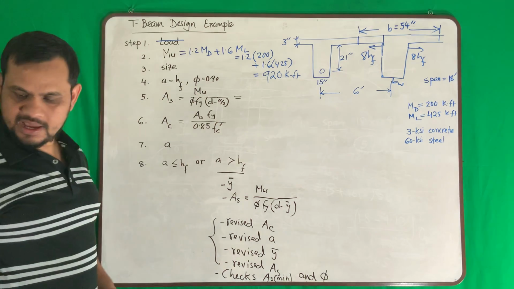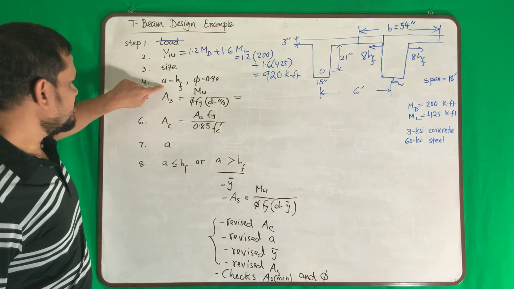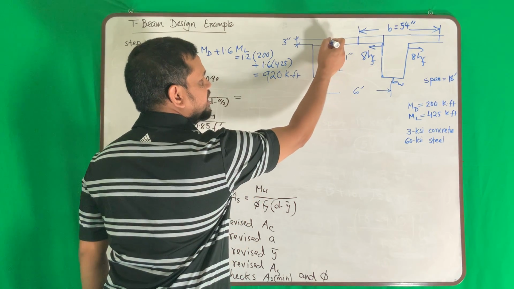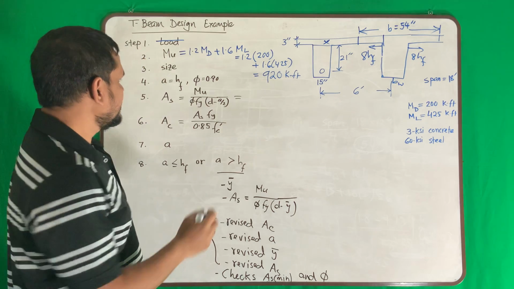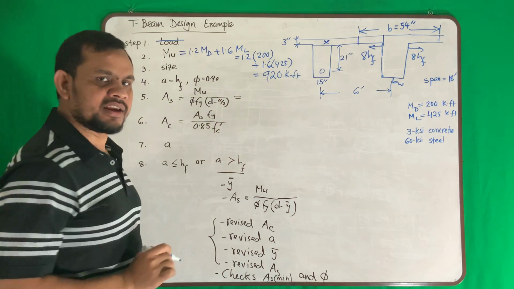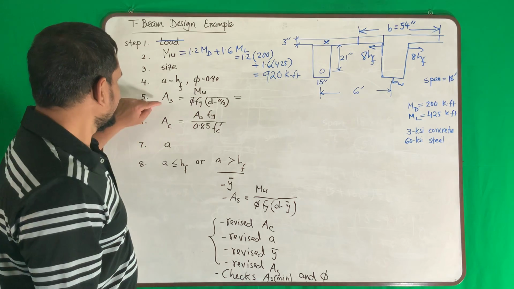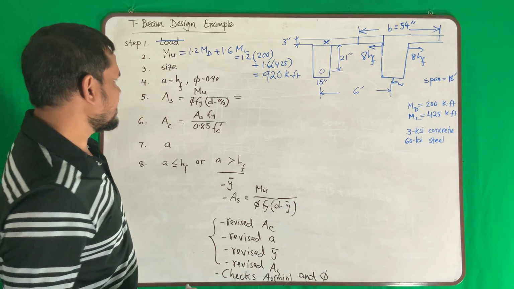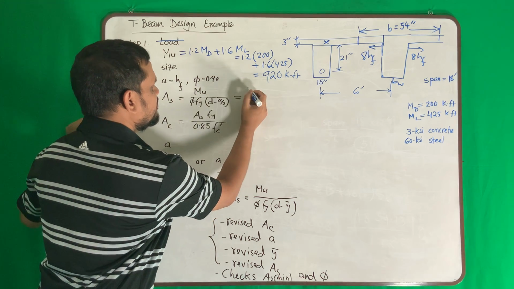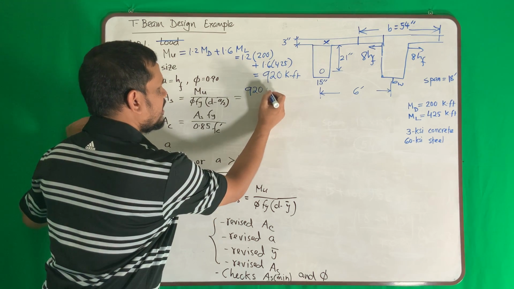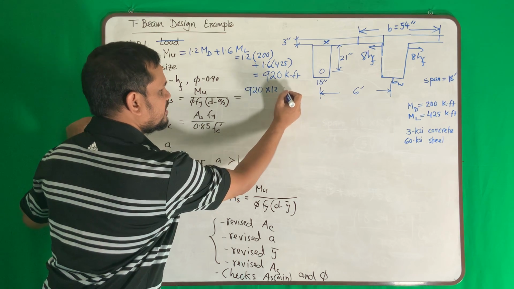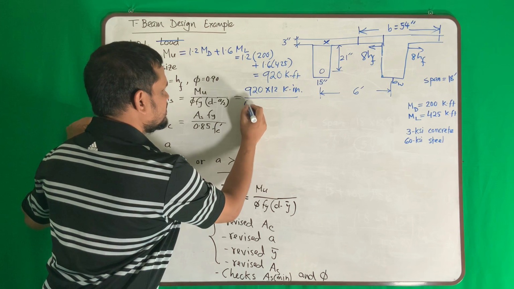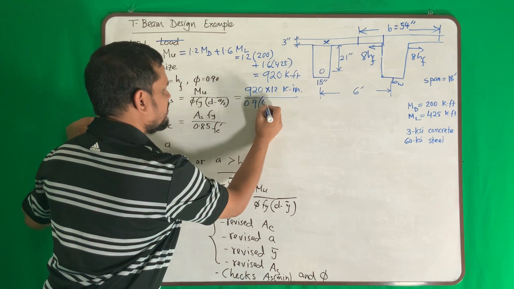Next step, we will assume a is hf. That means my a is inside my flange, and we will assume phi is 0.9. Next, we will check this. Then we will calculate our trial reinforcement. It's a trial, it's not exact because it has some assumption. So my moment is 920 kip-feet times 12, so kip-inch. Phi is 0.9. Fy is 60.